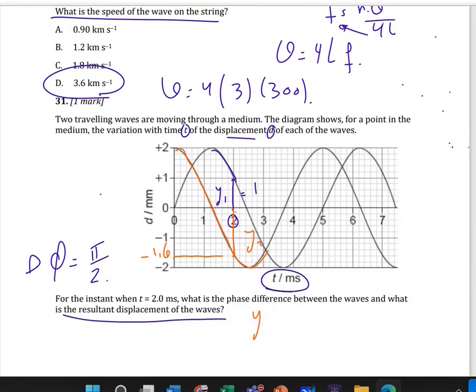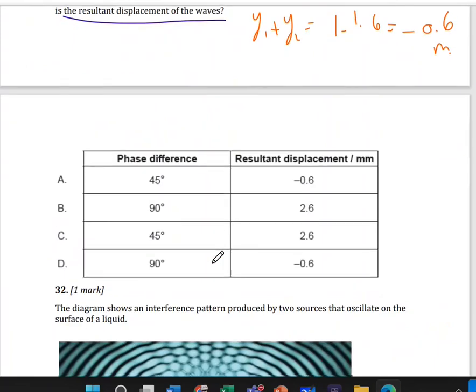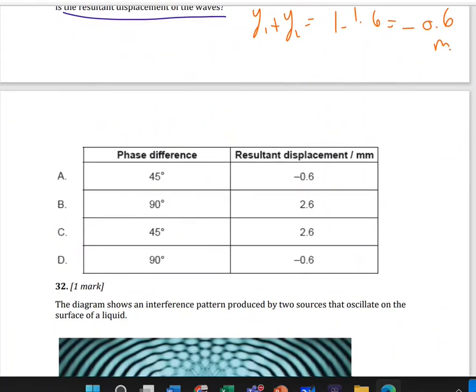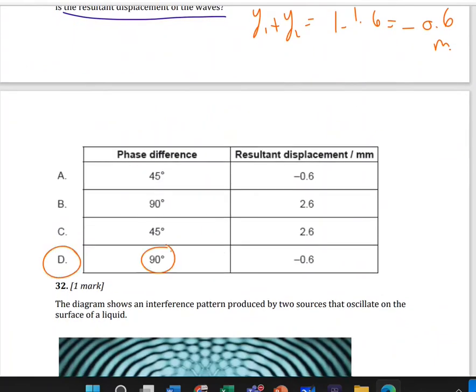So the resultant displacement is y1 plus y2. So it will be 1 minus 1.6, which gives us negative 0.6 millimeter. And so the correct answer is D. The phase difference is 90 degrees, pi over 2, and the resultant displacement is negative 0.6.